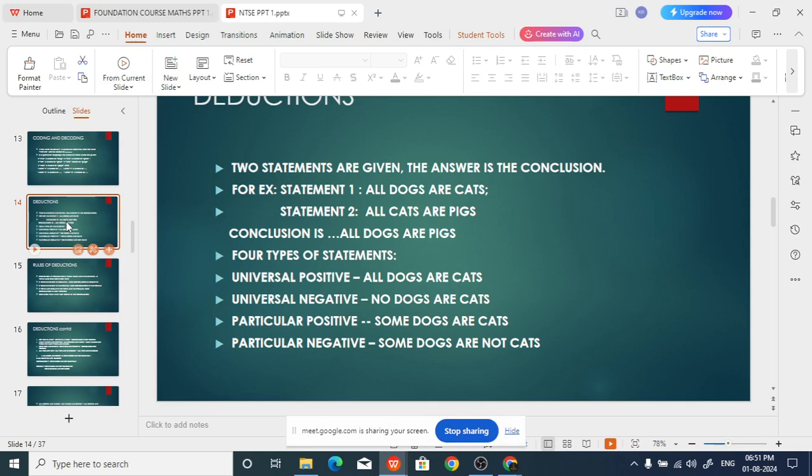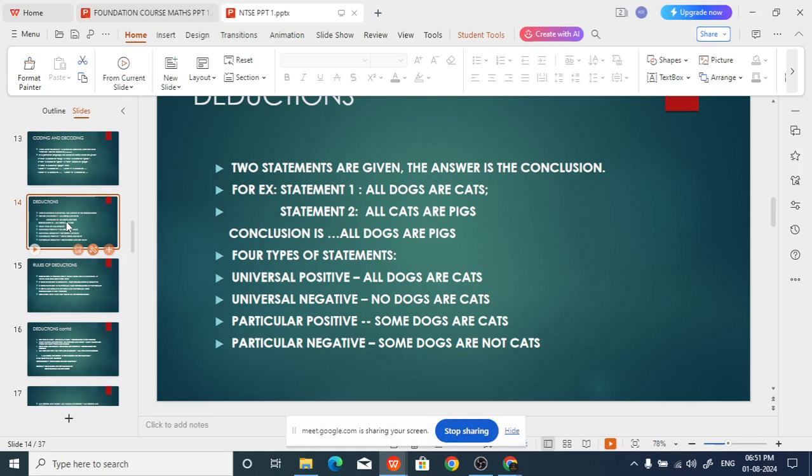For example, statement 1: All dogs are cats. No, don't reason out how a dog becomes a cat. Not like that. You say all dogs are cats. Statement 2: All cats are pigs. So what is the conclusion we can draw? All dogs are pigs. Can we say that? Yes, sir.